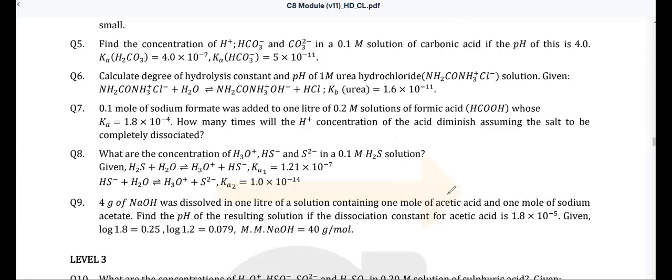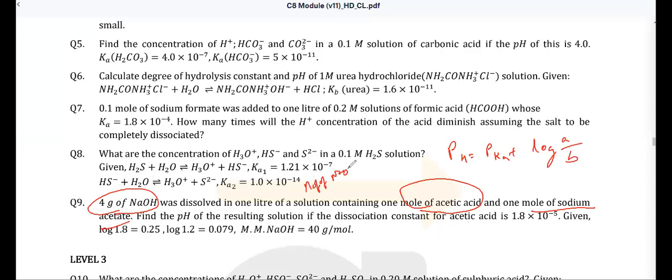Sorry, 1 mole of acetic acid and 1 mole of sodium acetate is already given. So this is added, and it is already a buffer. So for a buffer, what is pH? pH is equal to pKa plus log of salt by acid. Now 4 grams of NaOH is added. We know the molecular weight of NaOH is 40, so the number of moles of NaOH is 4 by 40 in 1 liter, so it is basically 0.1 molar.